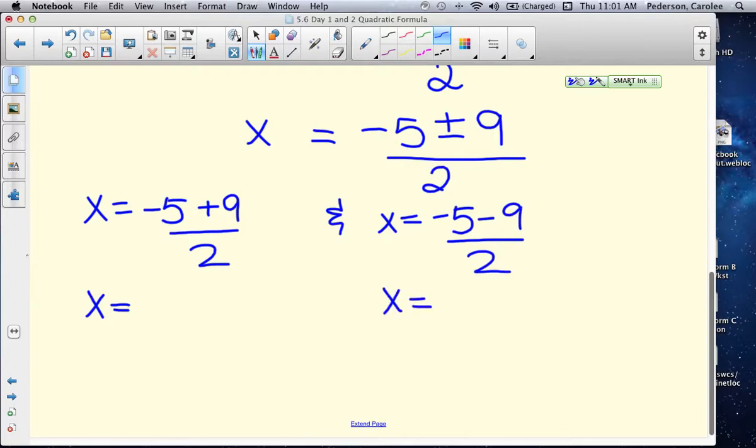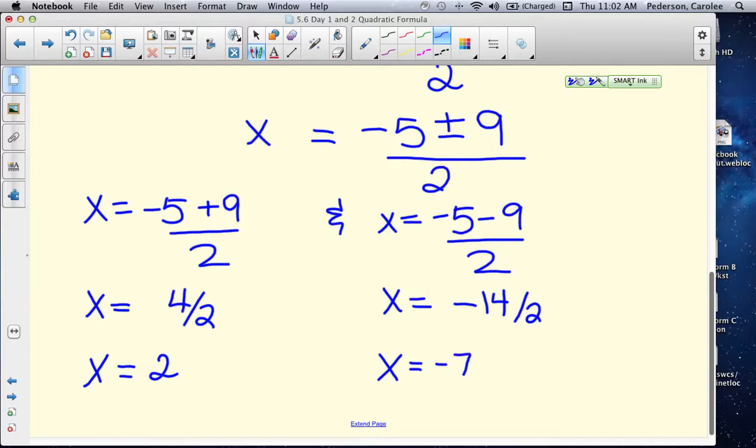So we have to reduce those fractions down. So negative 5 plus 9 is 4, divided by 2 is 2. So there's one solution. Then over here, negative 5 minus 9 is negative 14, divided by 2 is negative 7. So you have two solutions, x equals 2 and x equals negative 7. You could plug them back in separately into the original quadratic equation and solve for x.